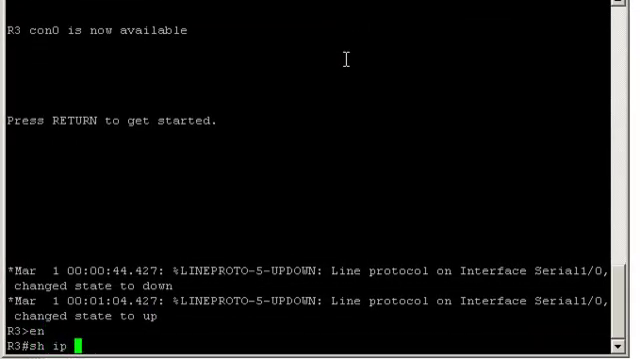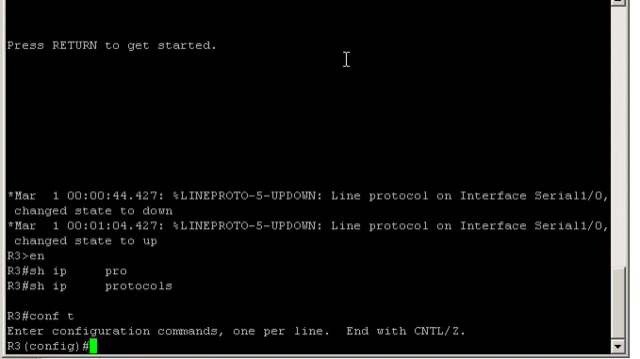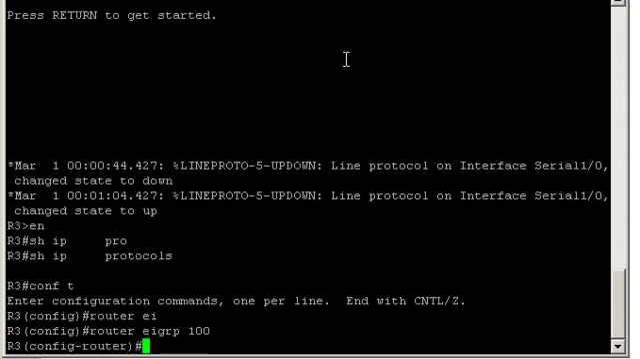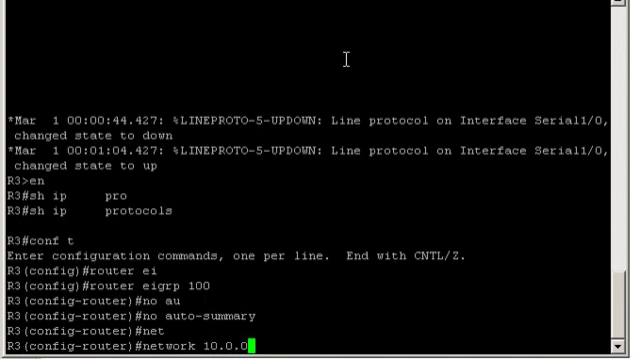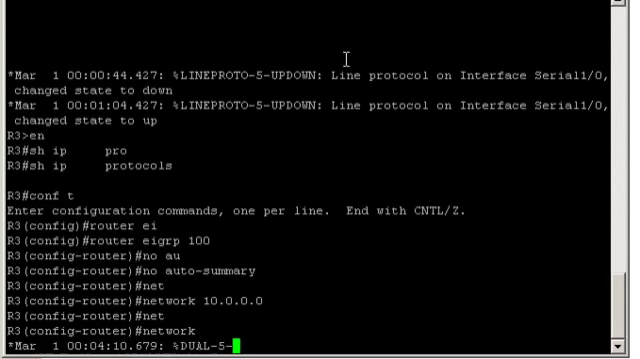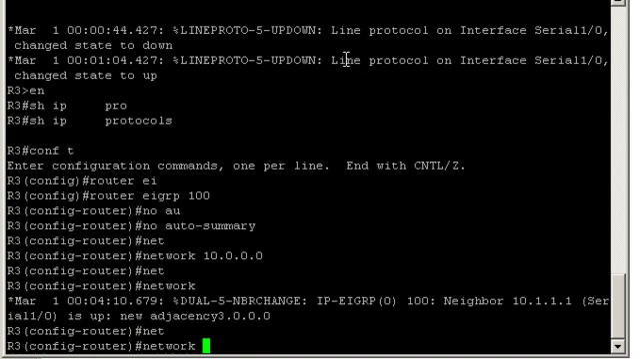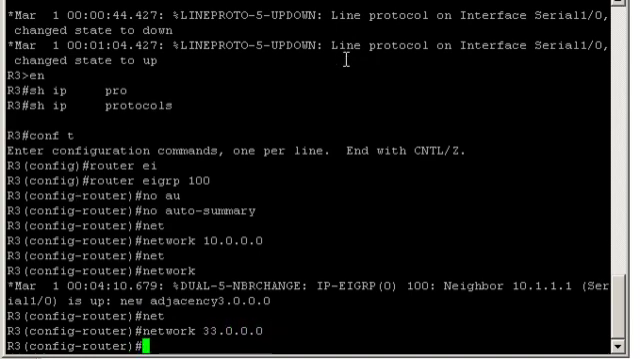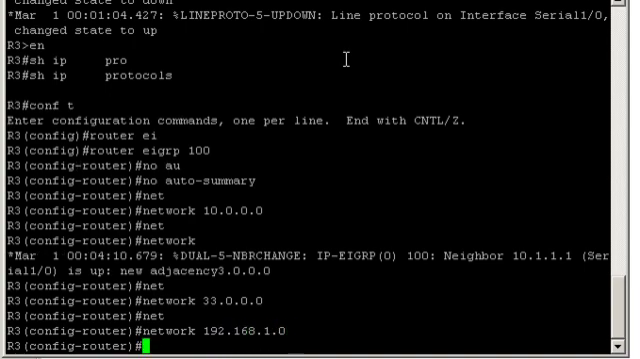Alright, let's do the same thing on router 3. First, checking that EIGRP is not already configured. Okay, let's configure it. Router EIGRP 100. No auto-summary. Network 10.0.0.0. Network 3.0.0.0. And network 33.0.0.0. And of course, network 192.168.1.0. Now you might have noticed that during my configuration, the neighborship with router 2 went up.